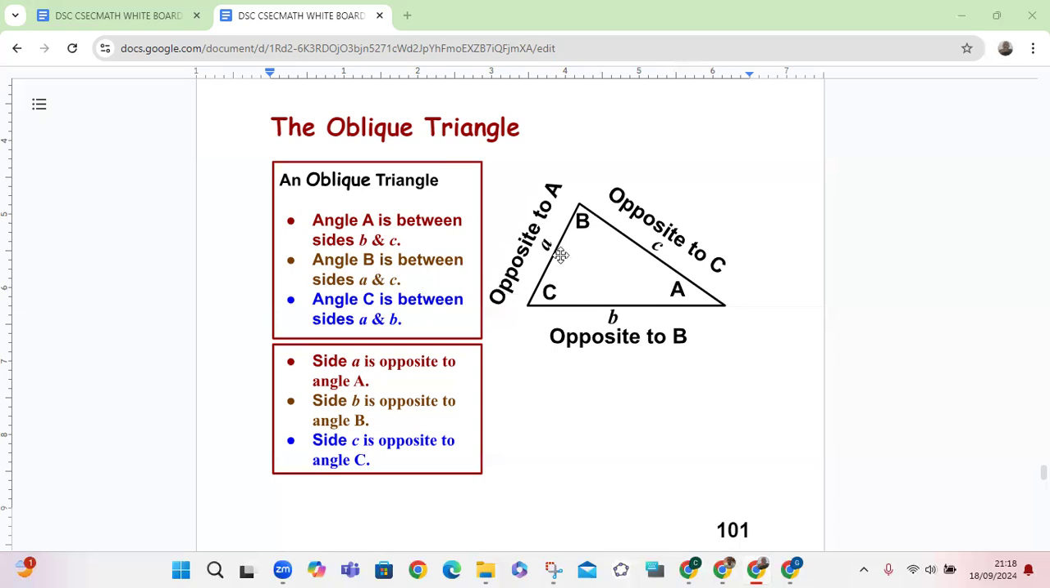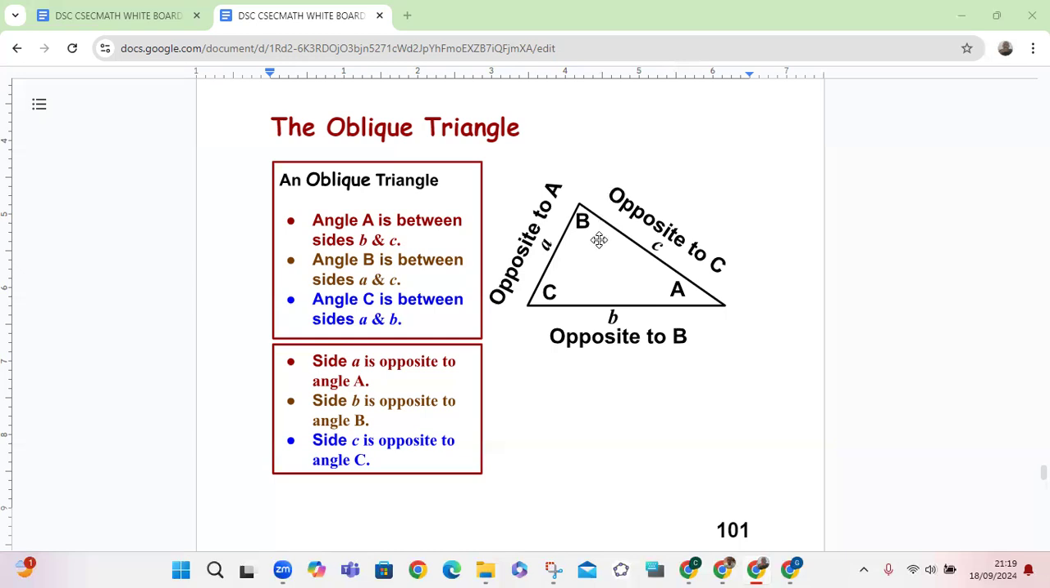Angle B is formed by side A and C. It is between side A and C. And angle C is formed by sides B and A. Angle C is between A and B. So the words between and opposite are keywords to describe the relative positions of sides and angle for an oblique triangle.